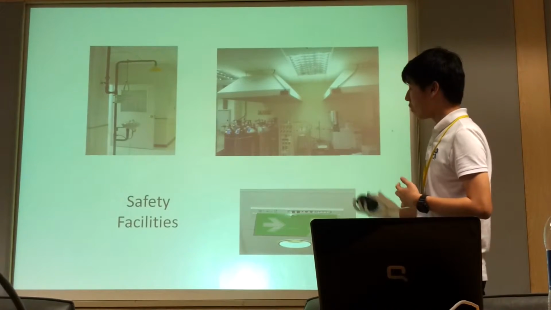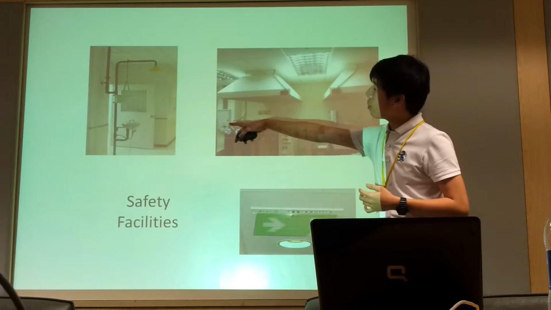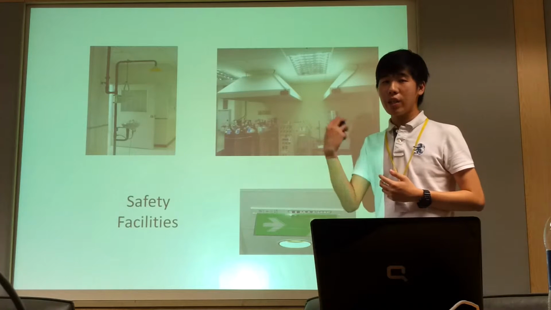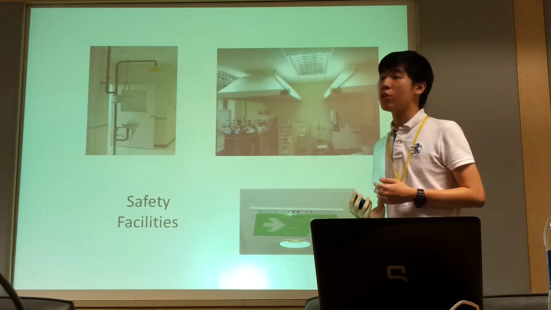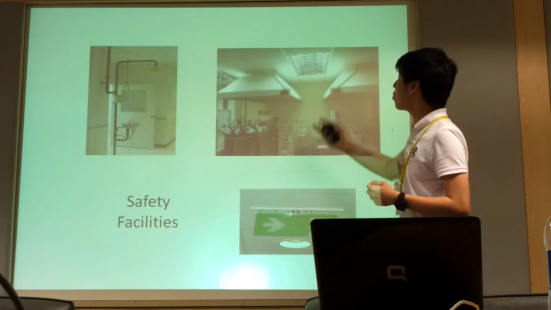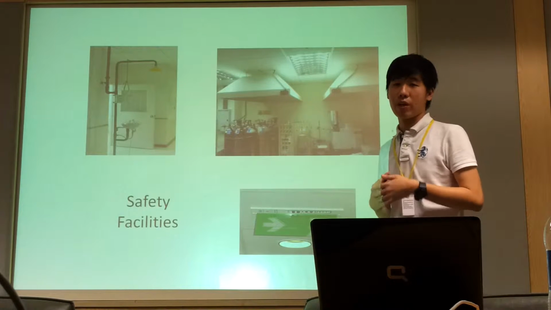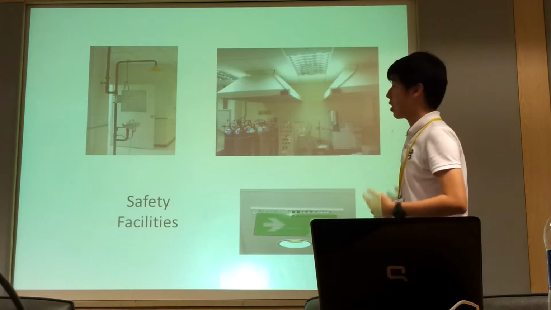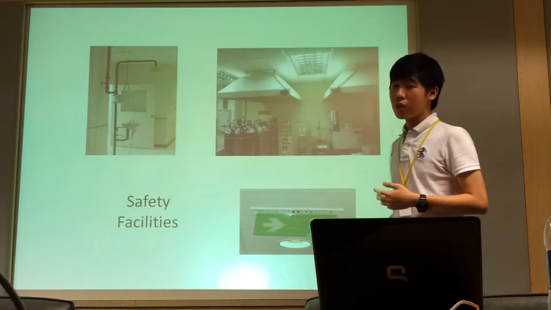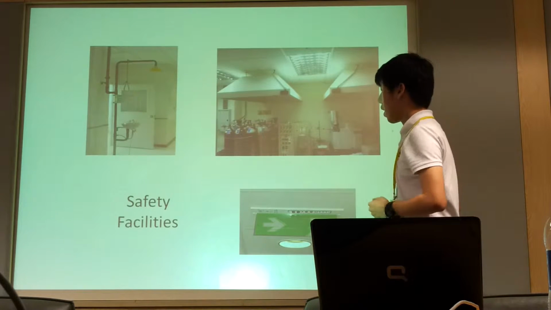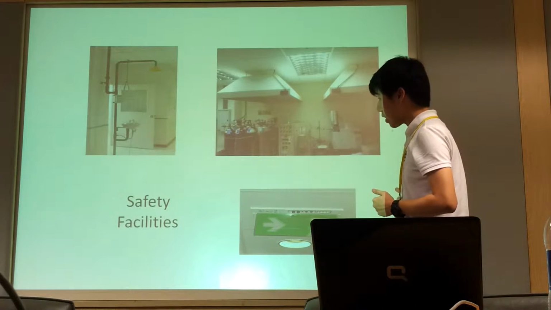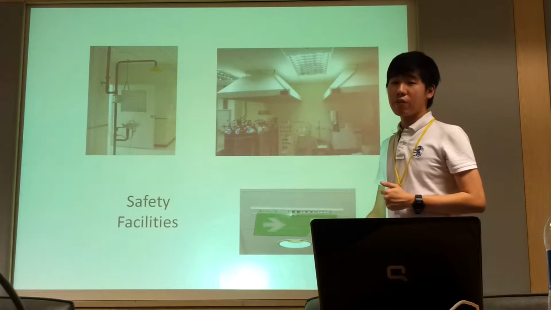Next will be the safety facilities. Number one picture shows the safety shower where if you have any exposure to chemicals, you can use it. And this too is actually the fume chamber, where it vents the toxic chemicals to the outside environment. And another safety facility is the safety exits.